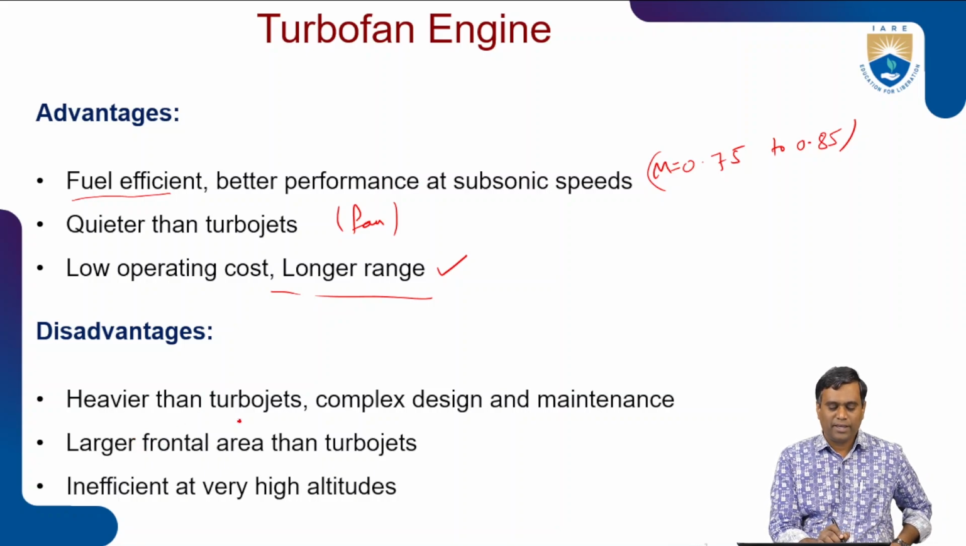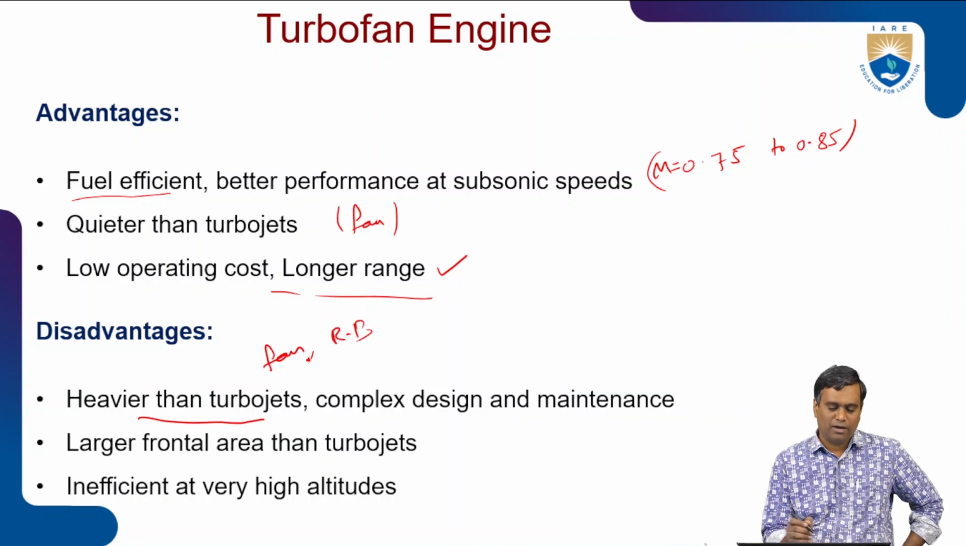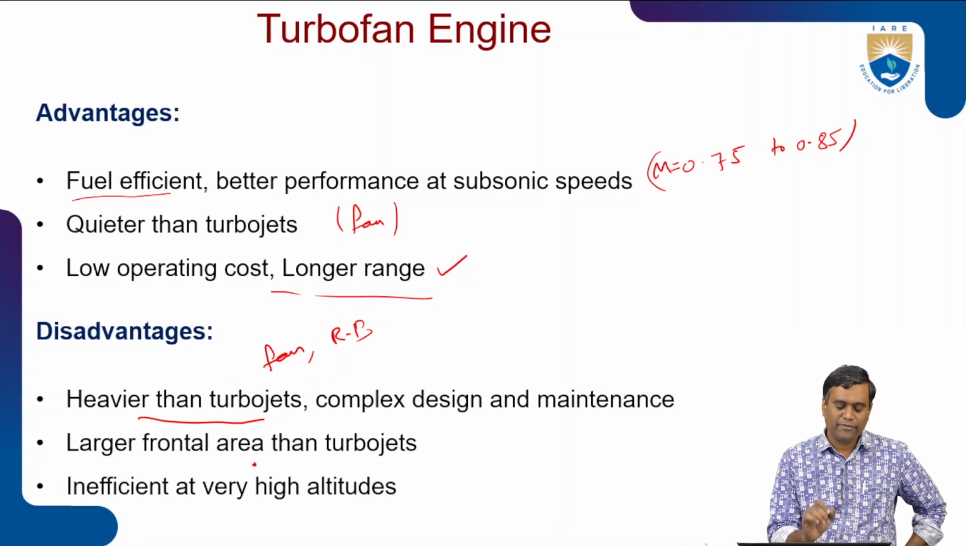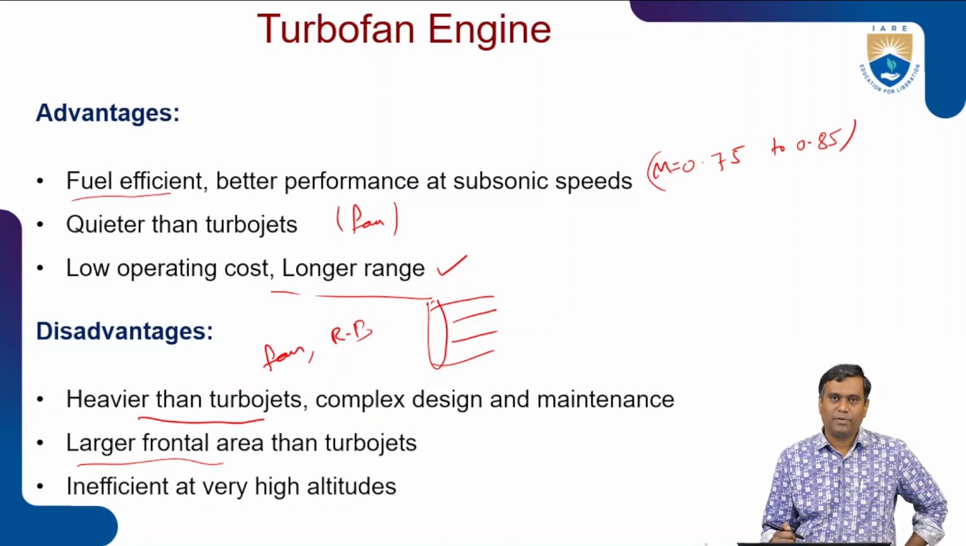And the disadvantages are they are heavier than turbojets because the additional components, fan and reduction gearbox, are there. Not only that, because of the fan at the entrance of the engine, there is a large frontal area. This is also one disadvantage, which not only increases drag but also the chances of bird strike or other foreign objects, which damage the fan as well as the core engine.